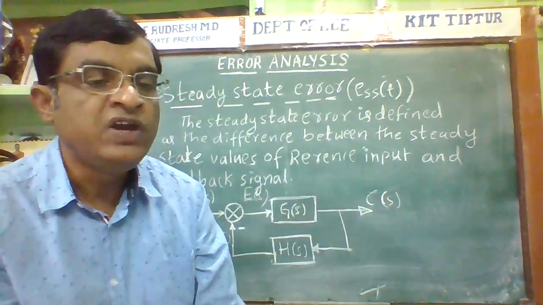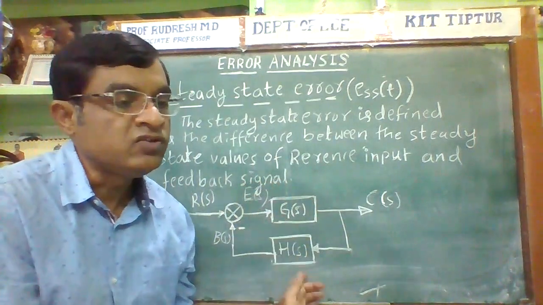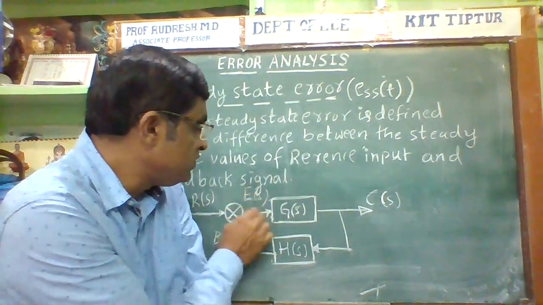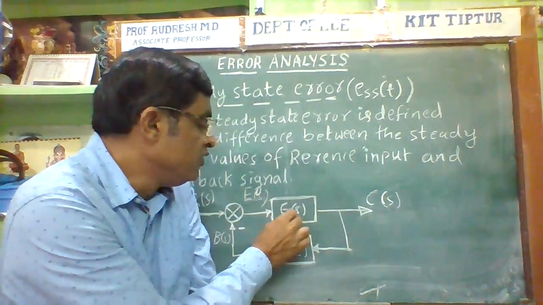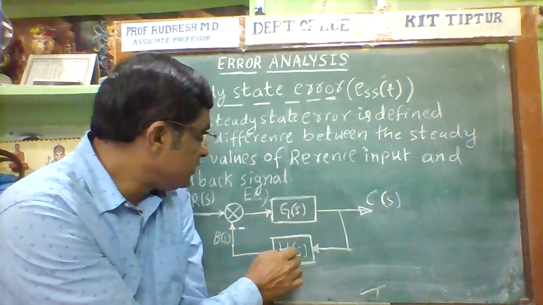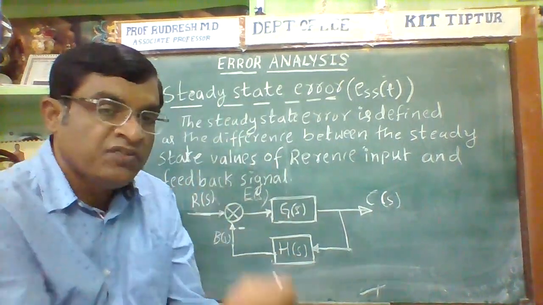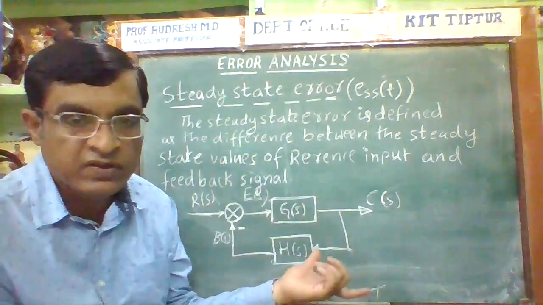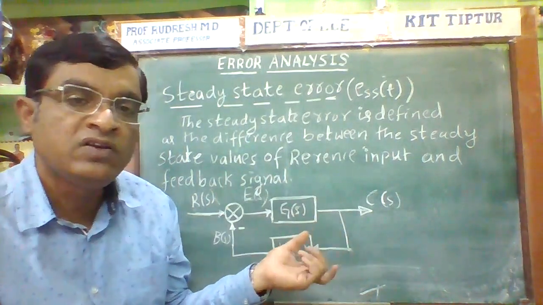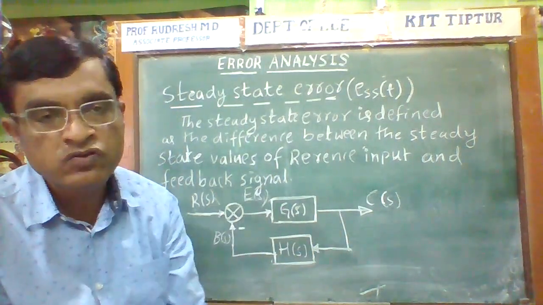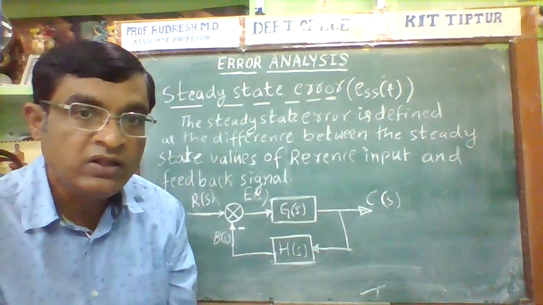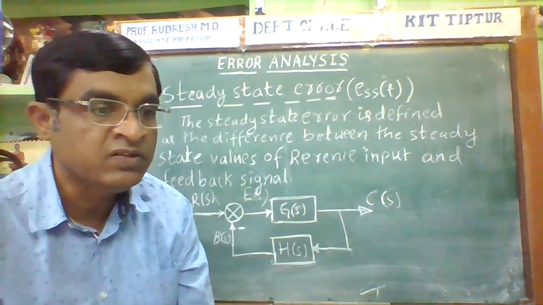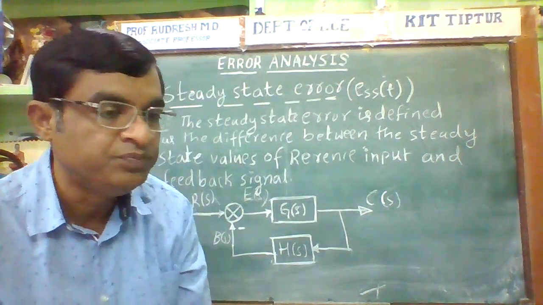It depends upon the feed forward transfer function, the feedback transfer function, and also R(s). E(s) is the difference between R(s) and B(s), which is the error. That is the steady state error, the difference between the desired output and the actual output. It gives the accuracy of the system or the performance of the control system.